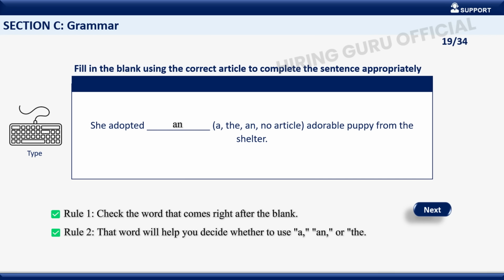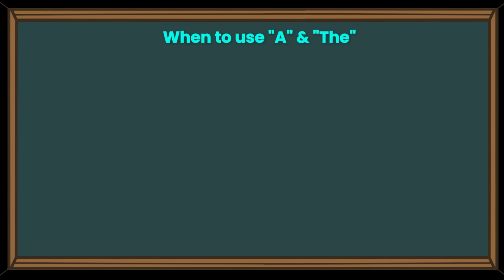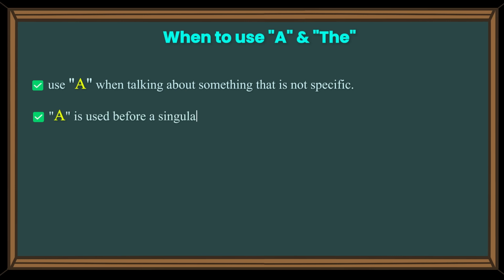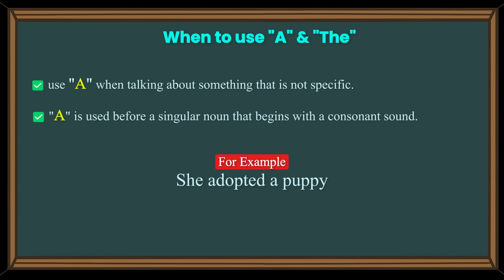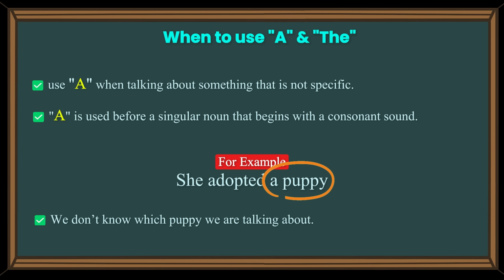Guys, I know it's not that difficult to choose the correct article, but if anyone still finds it hard, let me quickly explain when to use a and the. We must use a when talking about something that is not specific. Also, a is used before a singular noun that begins with a consonant sound. For example, she adopted a puppy. So here, we don't know which puppy we are talking about. So we'll use a puppy because it's not specific which puppy we are talking about.